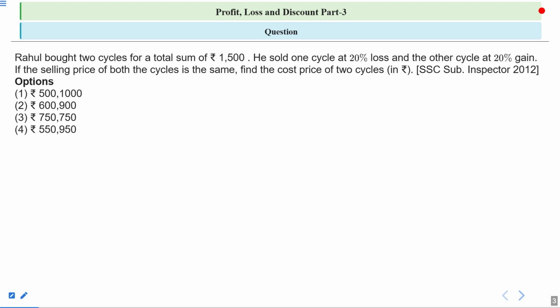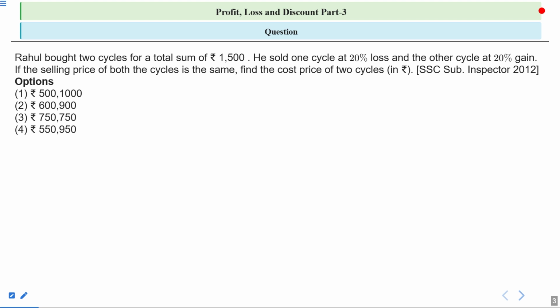Now see the question. Rahul bought two cycles for a total sum of rupees 1500. He sold one cycle at 20% loss and another cycle at 20% gain. If the selling price of both the cycles is the same, find the cost price of the two cycles in rupees. And this question was asked in the SSC Sub Inspector exam in 2012.